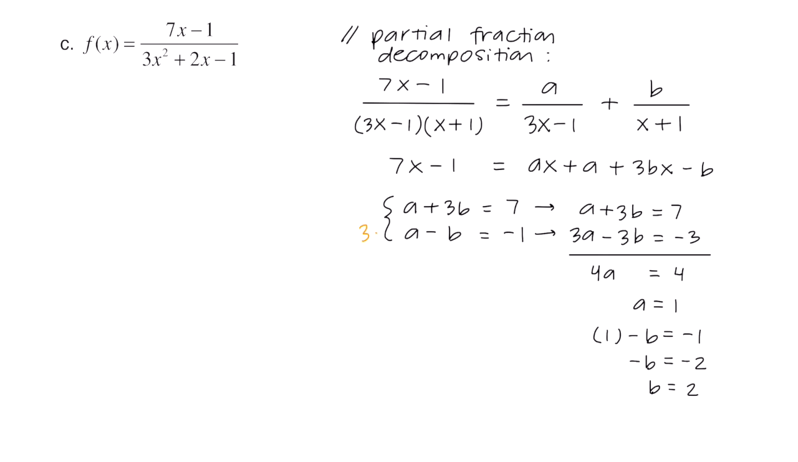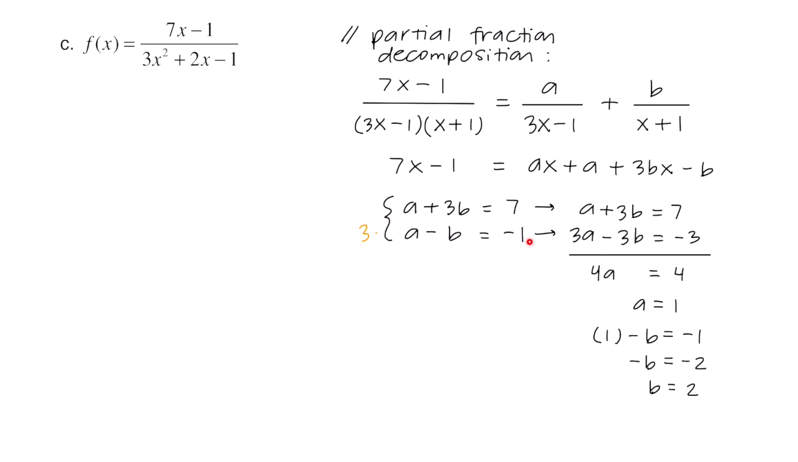On this side, we have two terms with x, so we set the a plus 3b equal to the coefficient of x on this side. So I have a plus 3b equals 7. Then we take a and negative b, the two constant values, and we set it equal to the constant on this side. So we have a minus b equals -1.